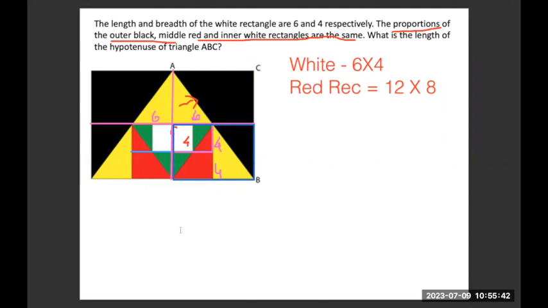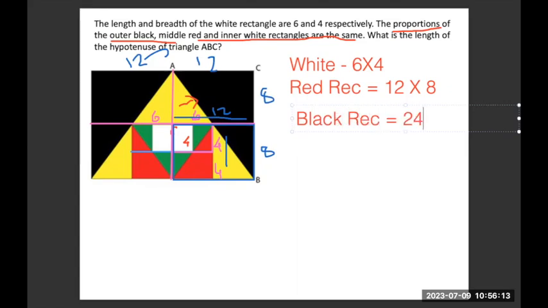So what it means is, if this is 8, this is 8, ये 8 है, तो ये भी 8 होगा. If this is 12, तो ये total आपका ये भी 12 होगा और ये भी 12 होगा, which makes your black rectangle to be 24, because 12 plus 12 is 24 by 16.